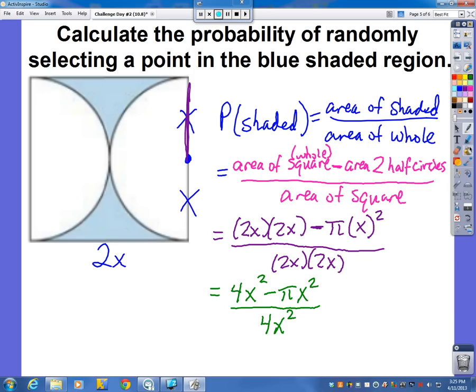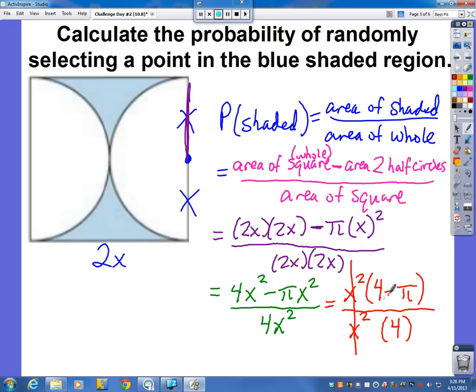Now, looking at this, there are technically three terms at play. There's this term, there's this term, and there is this term. And what do all three of these things have in common that I could factor out? Well, all of them have an x squared. There's the x squared again. So now what I could do is factor out an x squared on top, and I'd have 4 minus pi left over. And I could factor out an x squared on bottom, and that's really not factoring out, but you get the idea. Now, I've got x squared and x squared here. I may cancel these out.